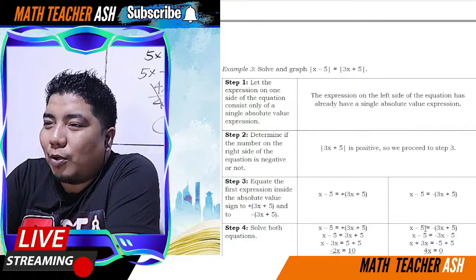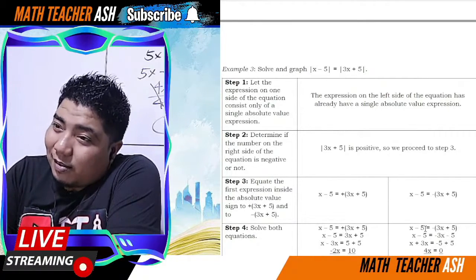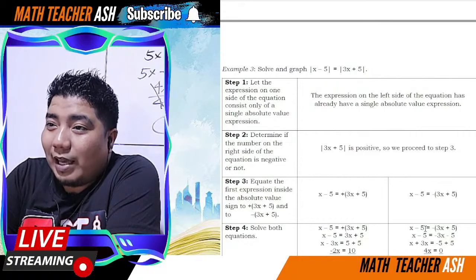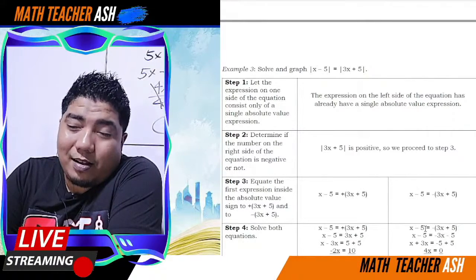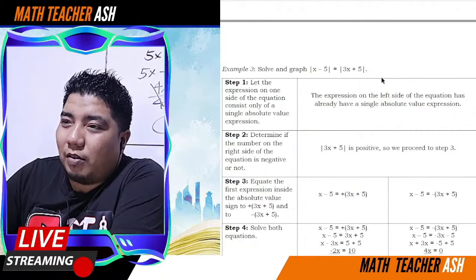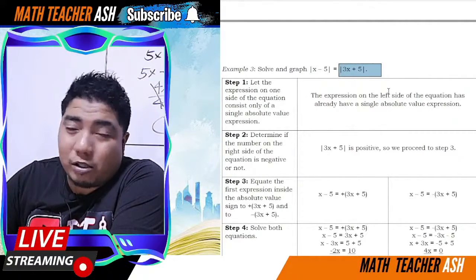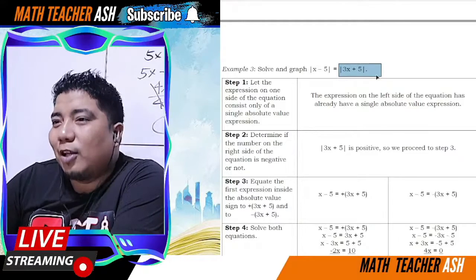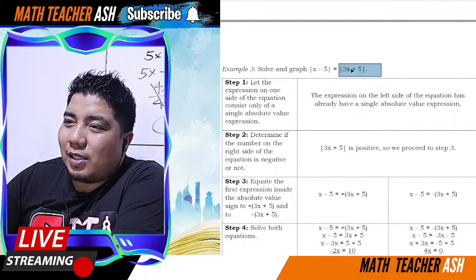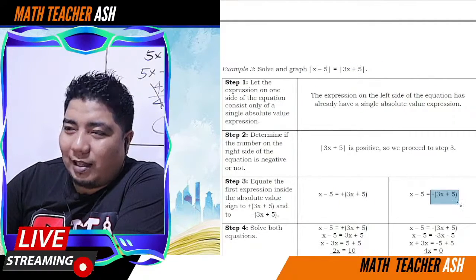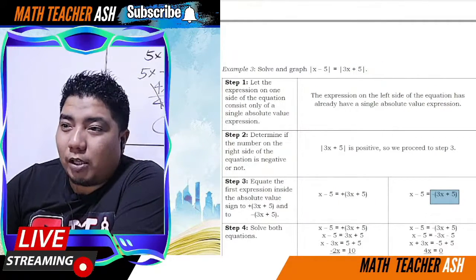Okay. So, since this example is like this, what you will do is you get the counterpart. Okay? So, ito naman is considered as positive. Bakit? Because absolute value will always be positive, right? So, what you will do is 3x plus 5 will become positive and negative. Okay? So, you get the counterpart of the two.